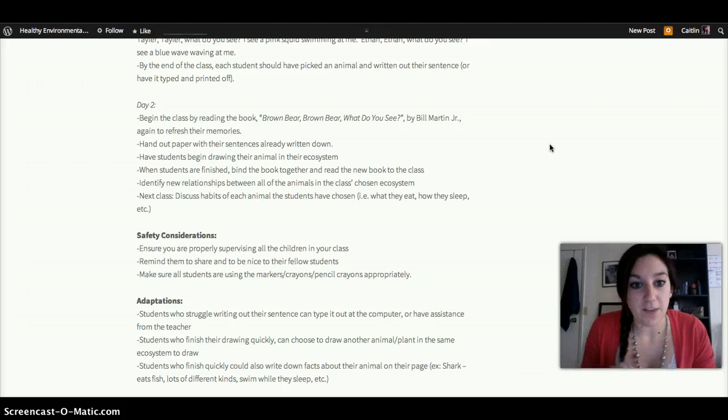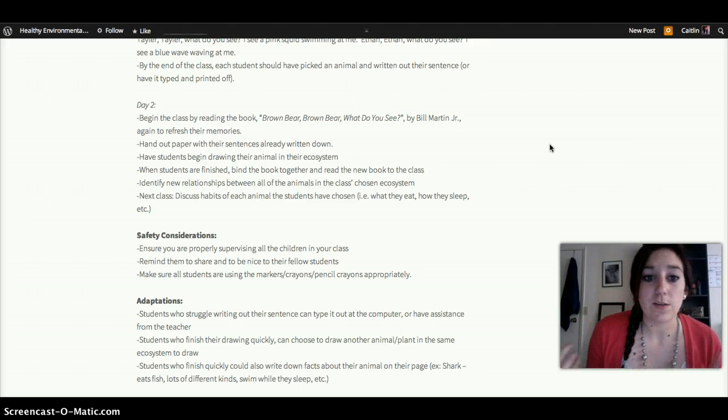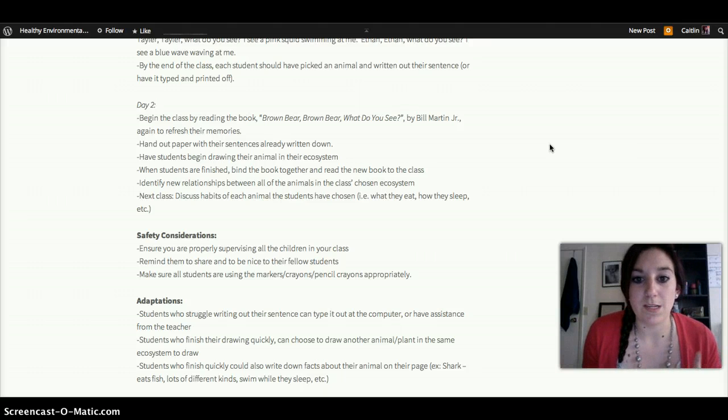Then you can identify new relationships between all of the animals in the class's chosen ecosystem. And in the next class you could discuss habits of each animal the students have chosen, such as what they eat, how they sleep, and whatnot.